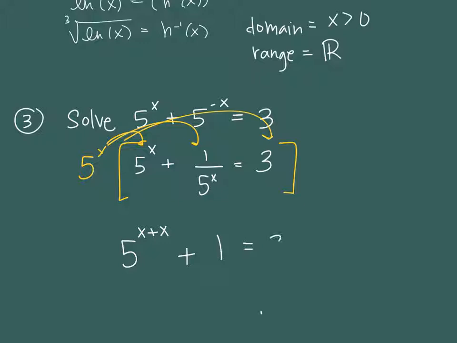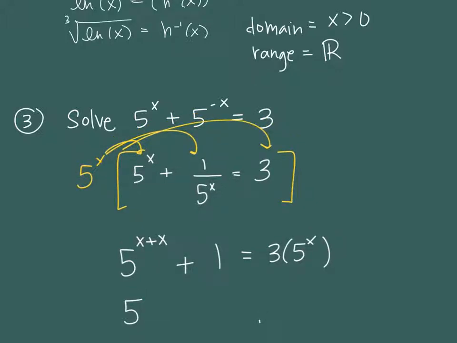And then on the far side, we have 3 times 5 to the x. And please don't tell me that's 15 to the x, because it's not. It's just 3 times 5 to the x. All right, so we've got, oh, we ran out of time. So we have 5 to the 2x plus 1 equals 3 times 5 to the x.